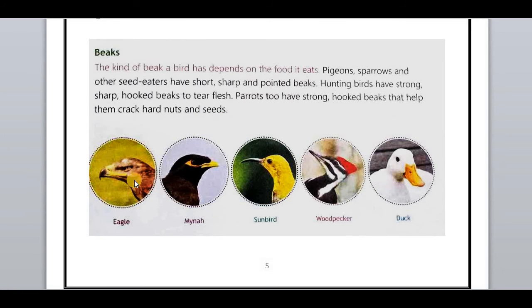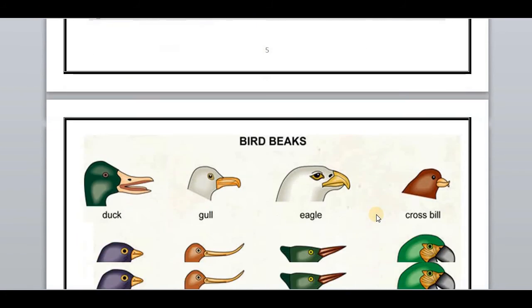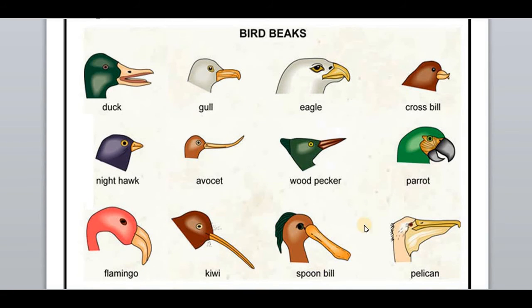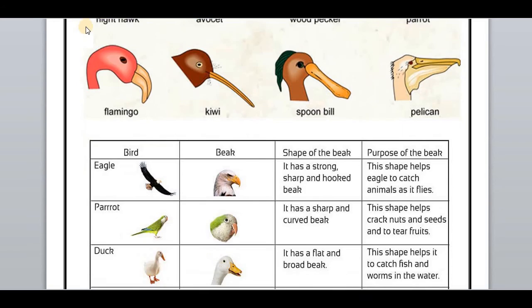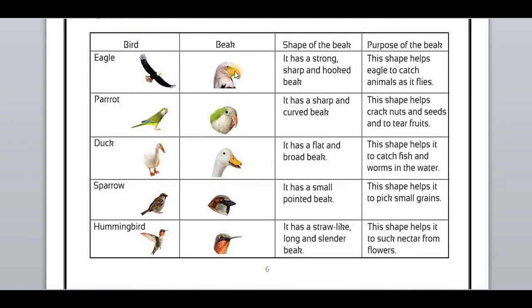You can see in the picture beaks of different birds. They have different beaks. See, eagle has strong, sharp and hooked beaks. Parrot has sharp and curved beaks. Duck has flat and broad beak. Sparrow has small pointed beak. Hummingbird has a straw-like, long and slender beak.